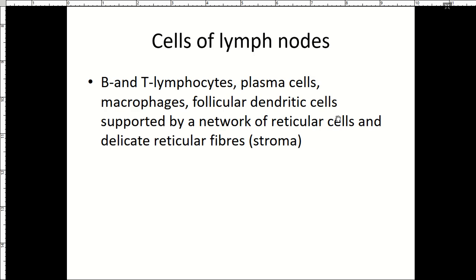Cells of the lymph node. So basically we have the B and the T lymphocytes, and then we have the plasma cells, which are mature B cells found in the germinal centers of the lymph nodules, and then we have macrophages, follicular dendritic cells, and these are all supported by reticular cells that will form delicate reticular fibers. So the stroma of the lymph node is made by reticular fibers from reticular cells, not the same as those stellate epithelial cells that are found in the thymus. You understand that? Good.